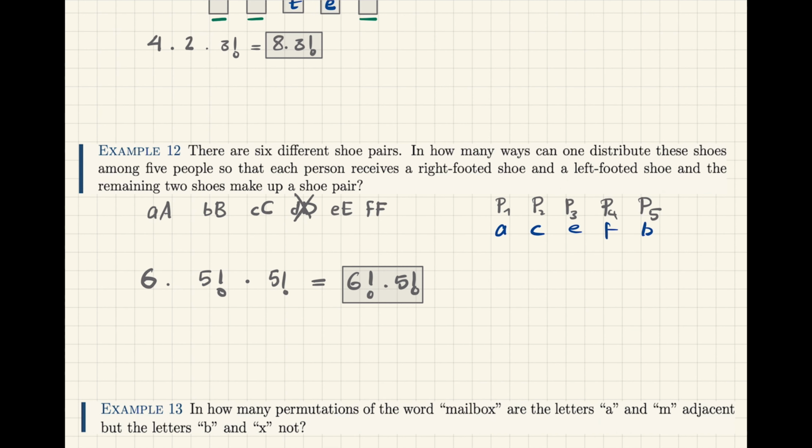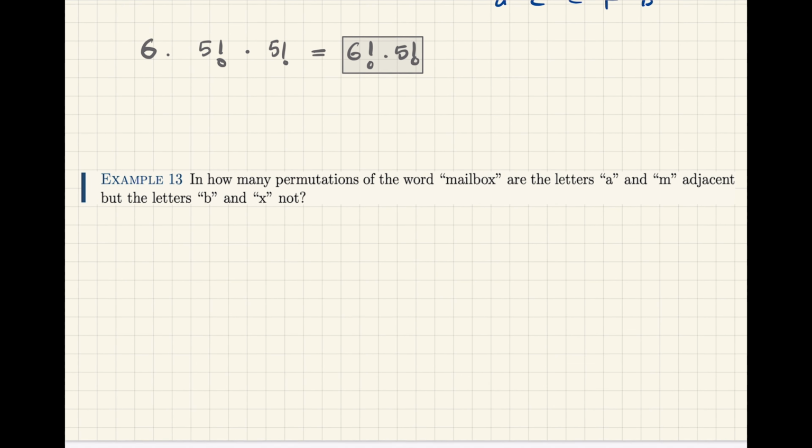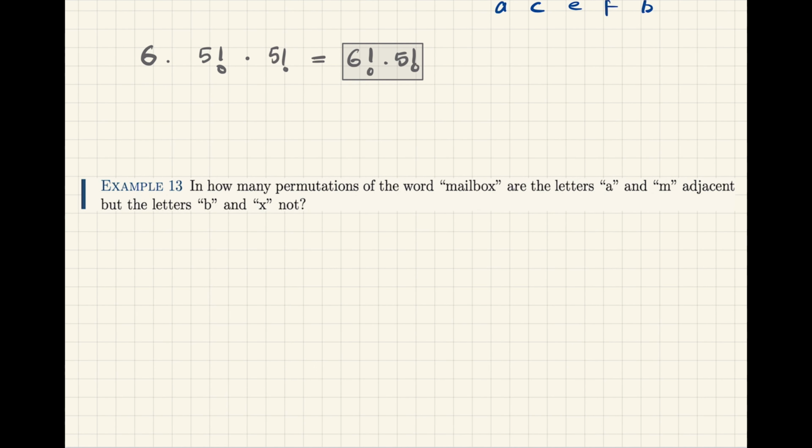So this is also the answer to this problem. And finally, the last example today, I want to talk about this. In how many permutations of the word mailbox are the letters A and M adjacent, next to each other, and the letters B and X not? Okay? So this you should be careful about.